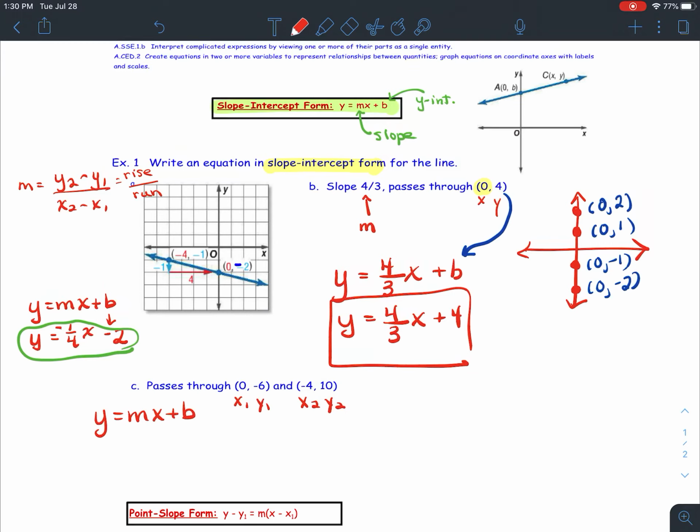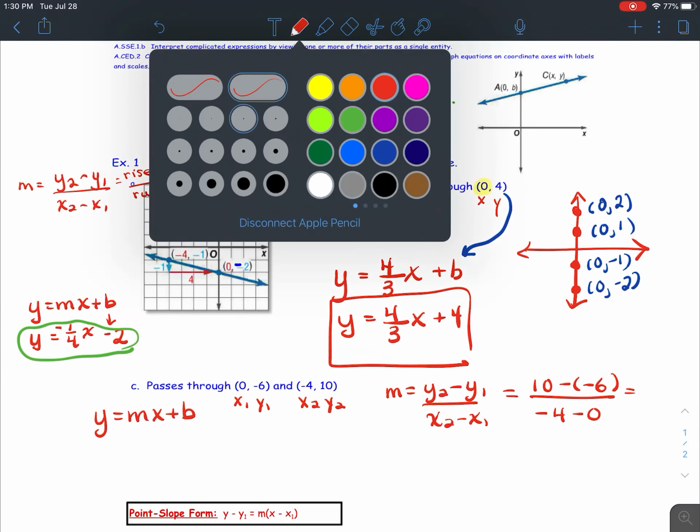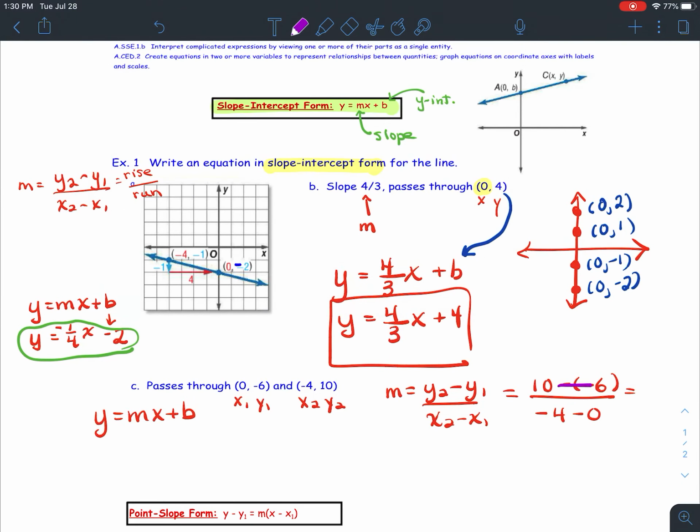Okay, so I'm going to start with the slope. We know from the previous section that if you're given 2 points to get the slope, we would do y2 minus y1 over x2 minus x1. Again, the order you subtract the y coordinates does not matter as long as you subtract the x coordinates in the exact same order. Looks like we would get 16 over -4. Our slope would be -4.